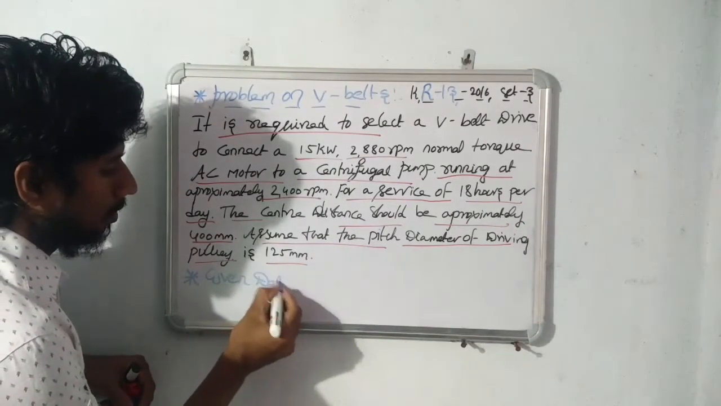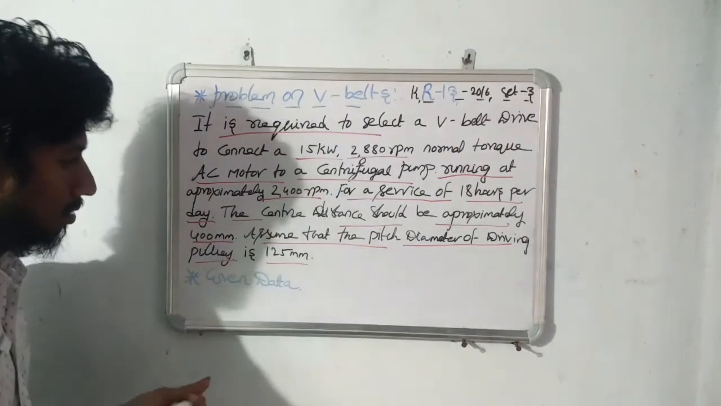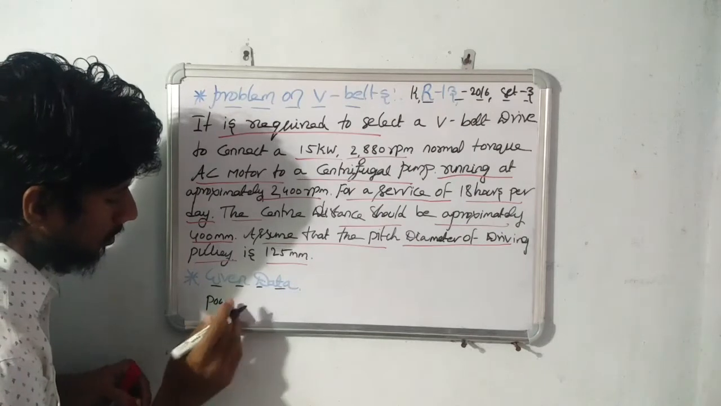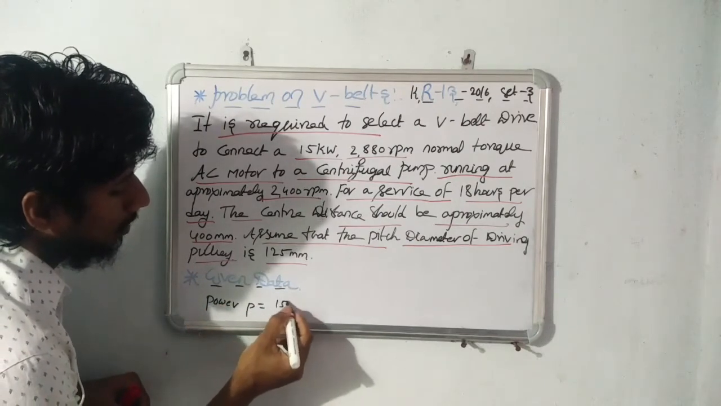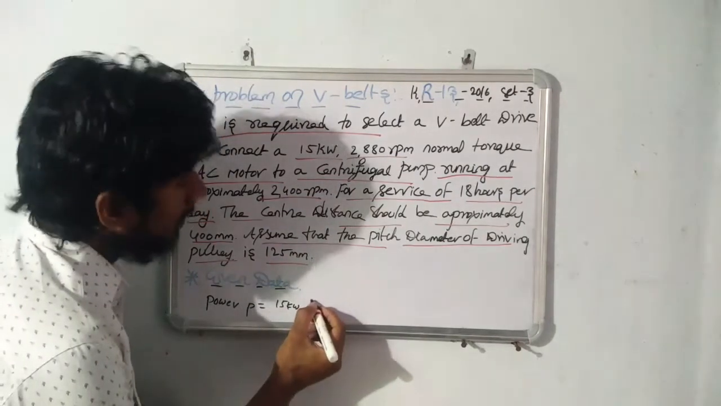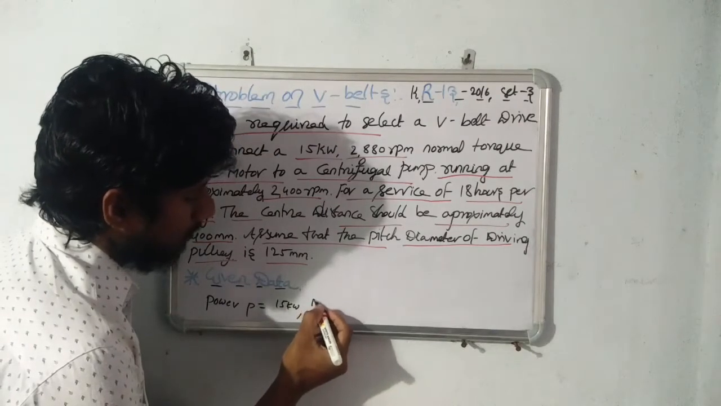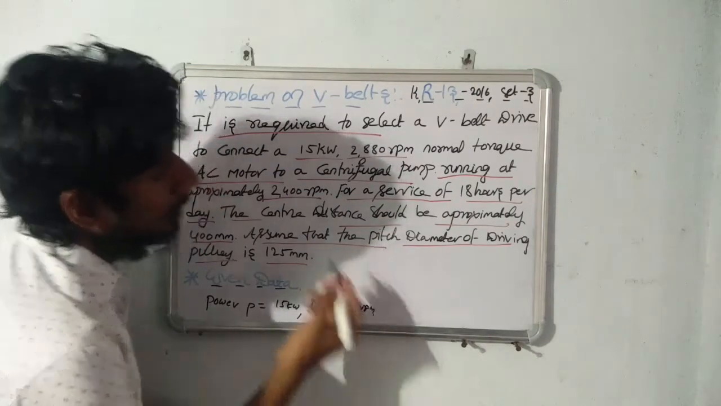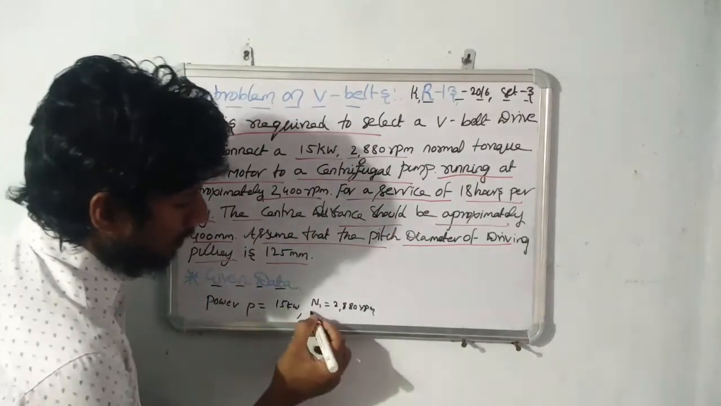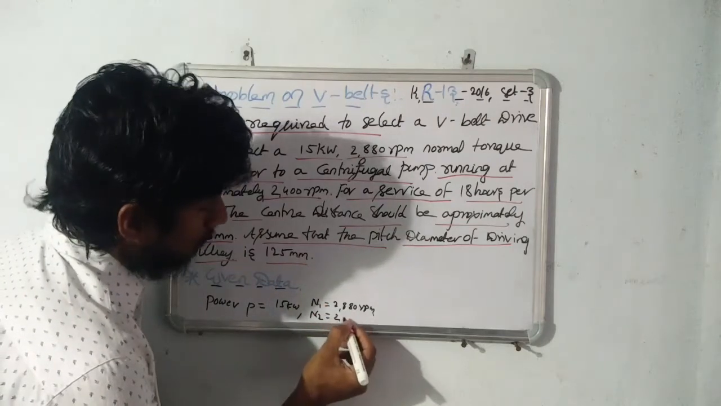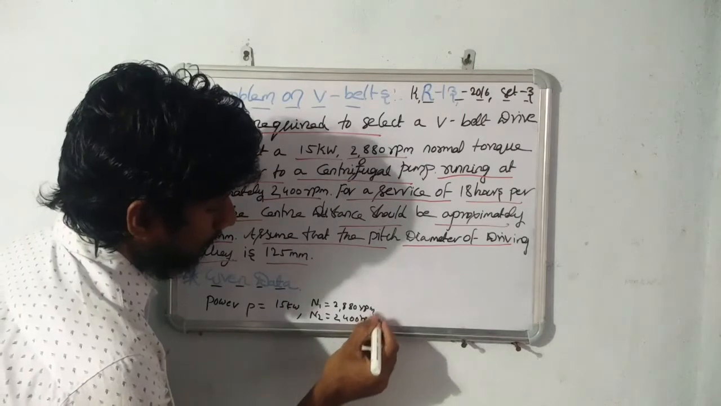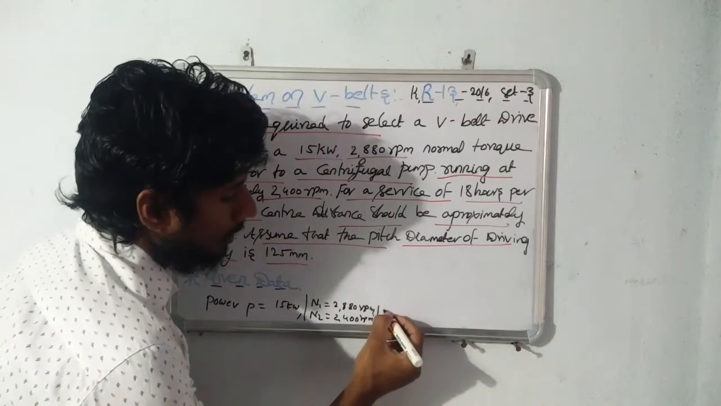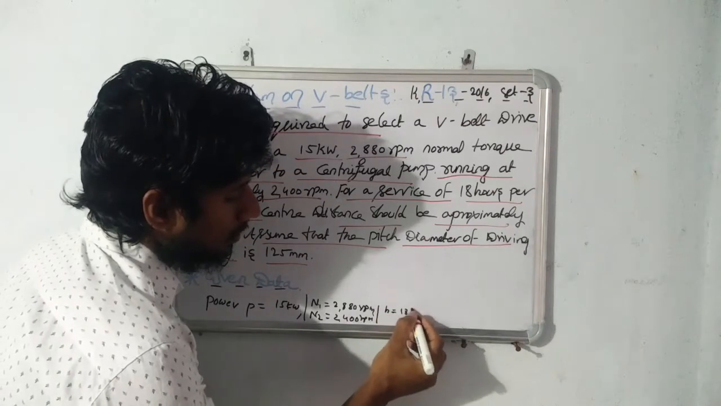Given data. Here the power is provided, it is denoted by P, 15 kilowatts, and after that the speed of the motor, denoted by N1, is equal to 2880 rpm, and the pump speed is also provided, denoted by N2, that is 2400 rpm, and after that the service of working hours is provided, 18 hours per day.